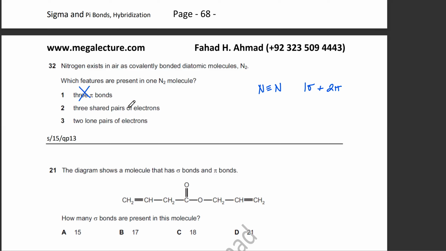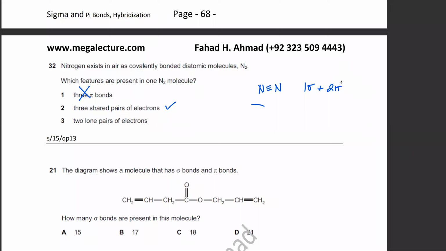It's got 3 shared pairs of electrons. It is 3 shared pairs of electrons. That means there are 3 bonds. Sigma bond, that's 2 electrons being shared. Pi bond, that's 2 electrons being shared, and there are 2 pi bonds. So the second statement is correct. And it's got 2 lone pairs. It does have 2 lone pairs.